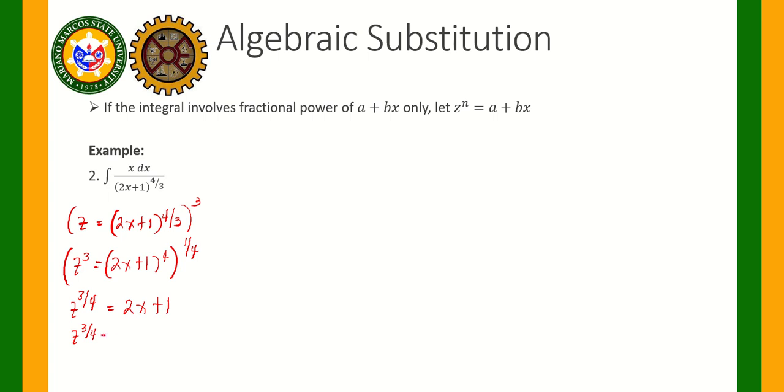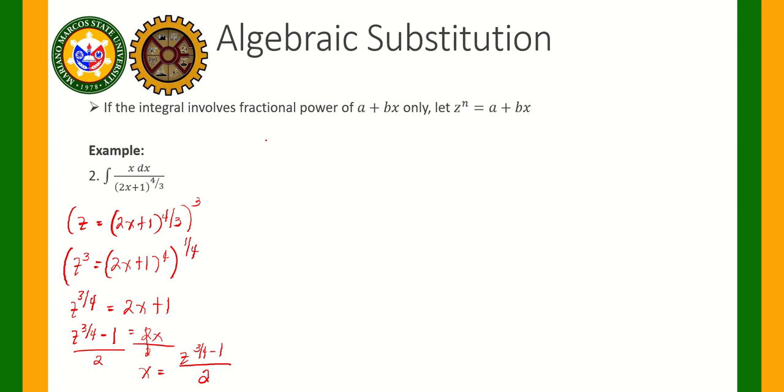Transpose natin si positive 1, magiging negative 1 equal to 2x. And we divide both sides by 2. So, we will have a value of x equal to z raised to 3 over 4 minus 1 all over 2. So, pwede natin gamitin to substitute dito.